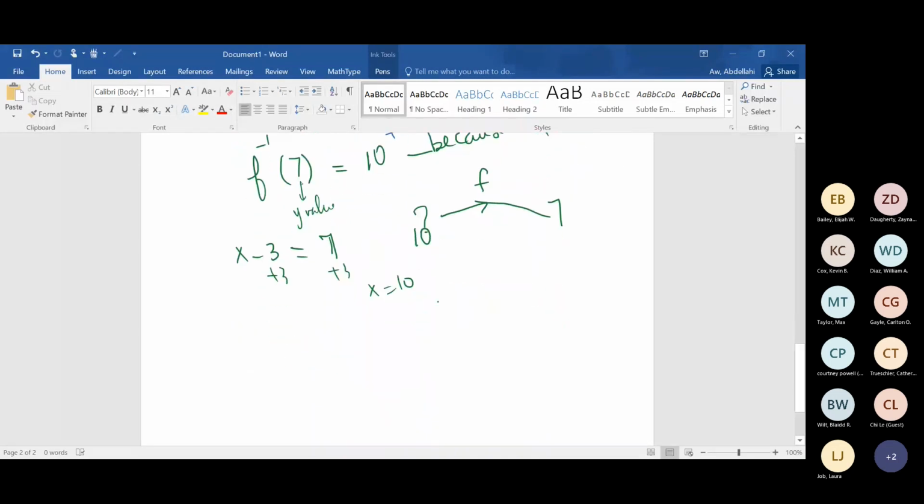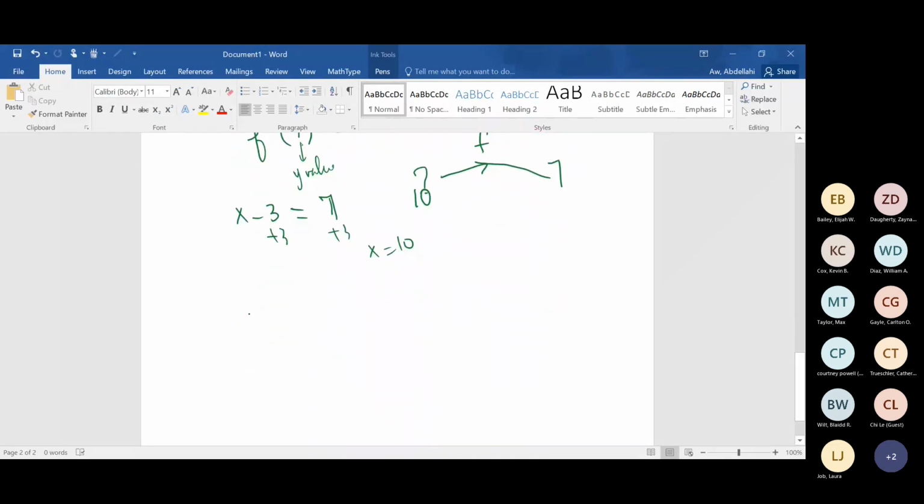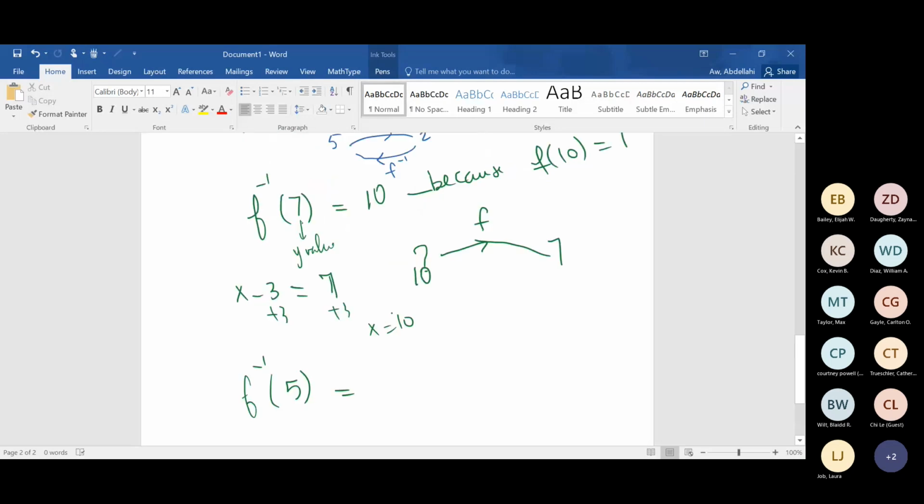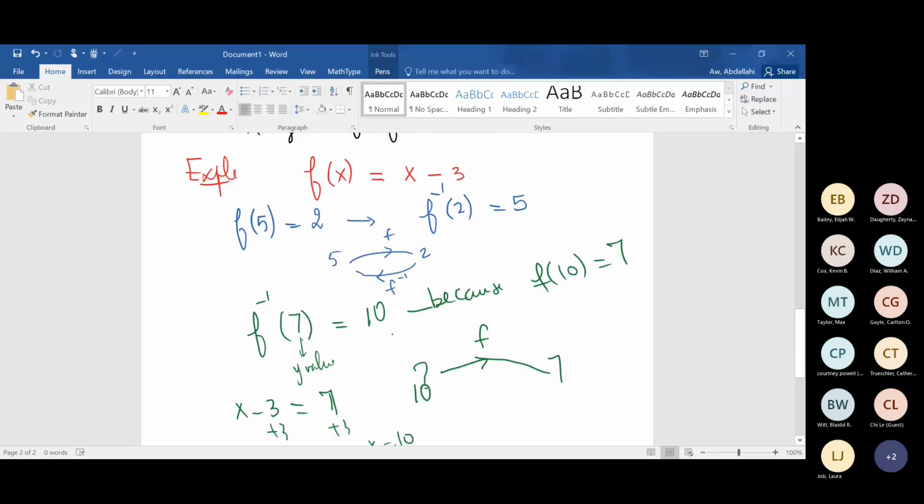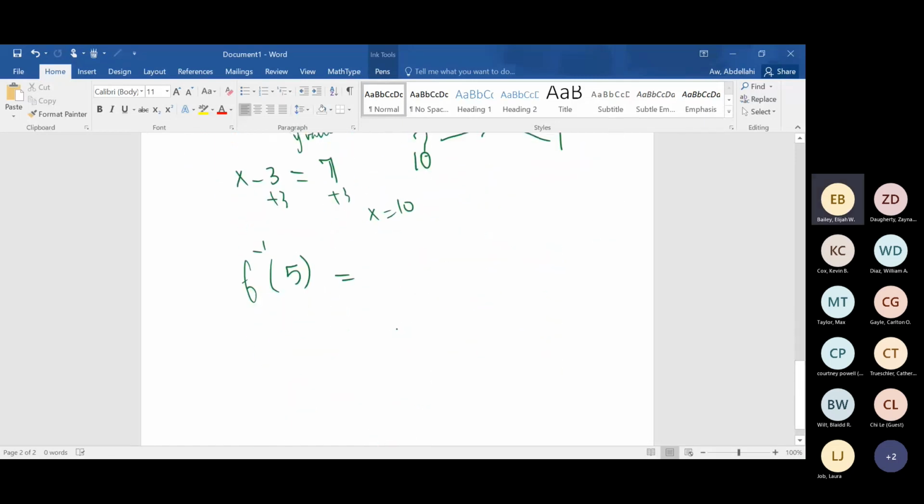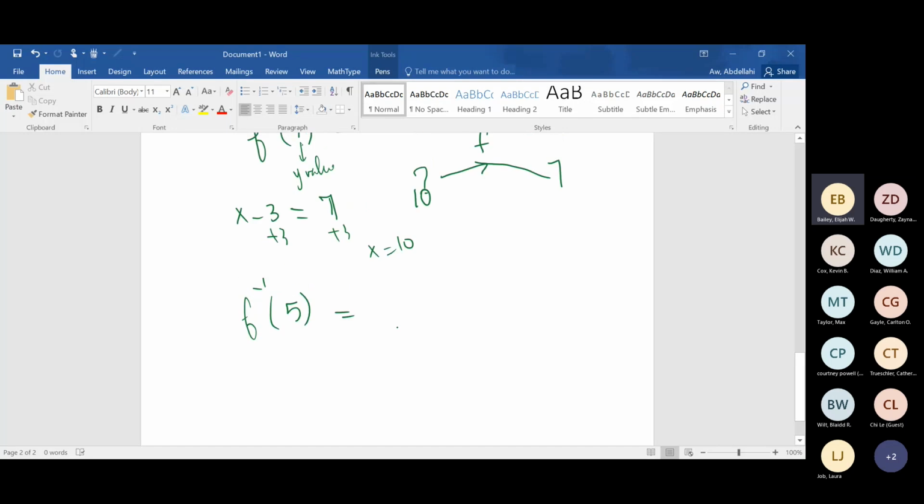For the same function, what's going to be f inverse of 5? What do you think? Is it 2? No, it's not 2. f of x is x minus 3, right? What's going to be f inverse of 5? 8. It's going to be 8, right? You see how I come up with 8.